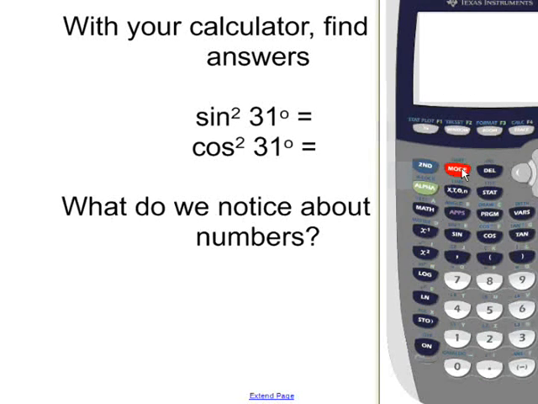Okay, so now I'm going to do sine of 31. You have to type sine of 31 in. You can't type sine squared of 31. You could do parentheses on the outside here, but I just hit enter and then square it. And so I get 0.265.